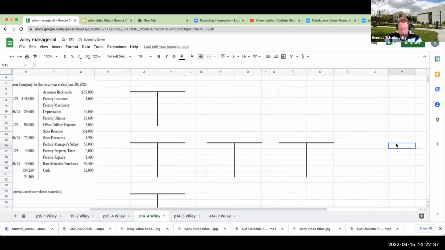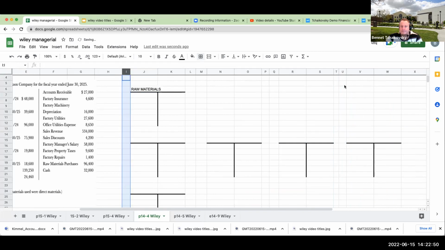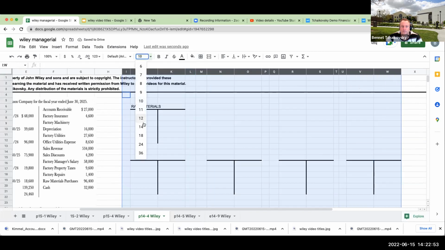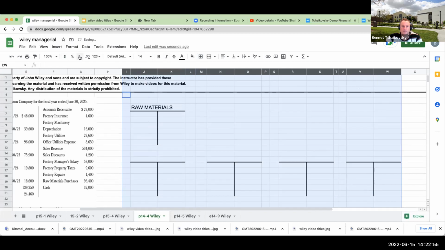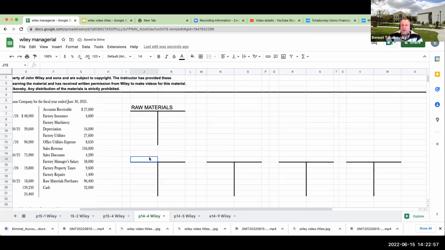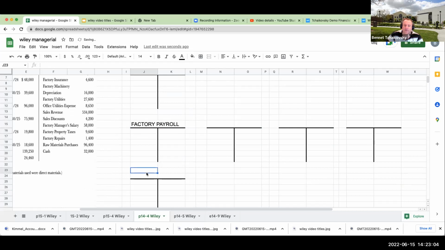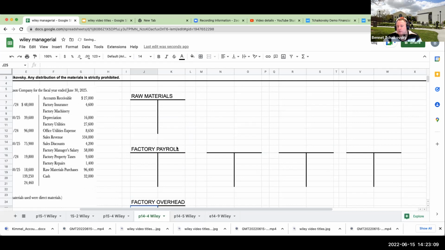And then ultimately, we're going to be coming over here. So what is the real flow to these different questions? Well, we're going to be starting over here with a little bit of raw materials. And let's make all of this bigger. Then we're going to have our factory payroll, and then we're basically going to have our factory overhead. Now, why are we keeping these here?